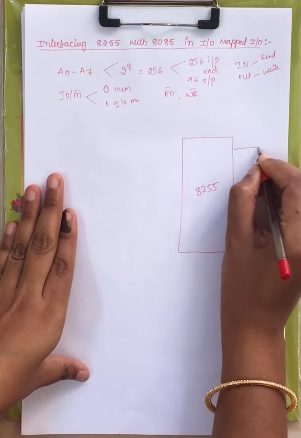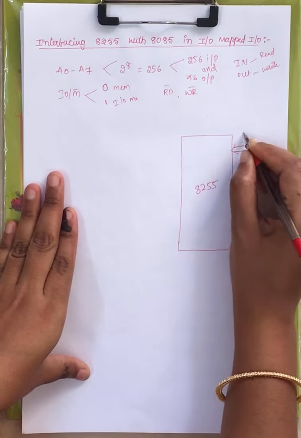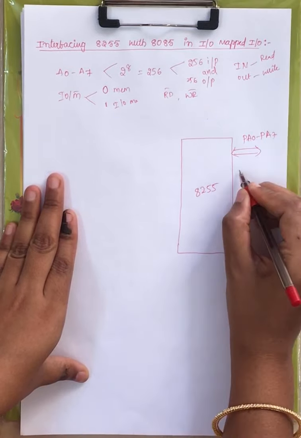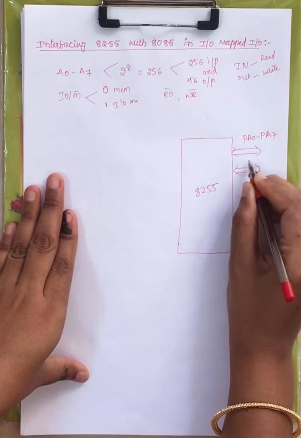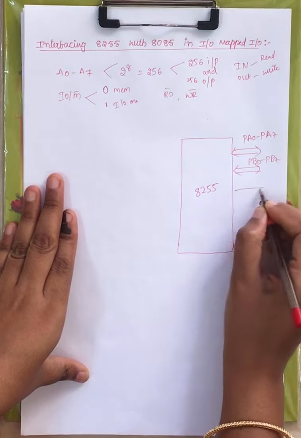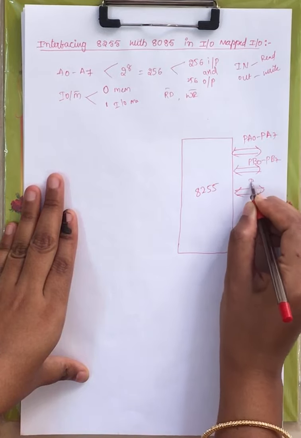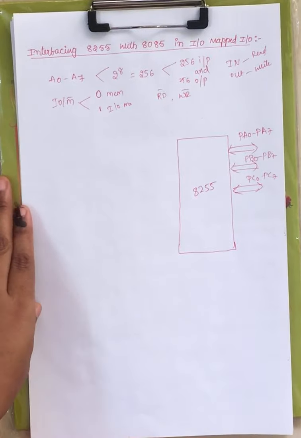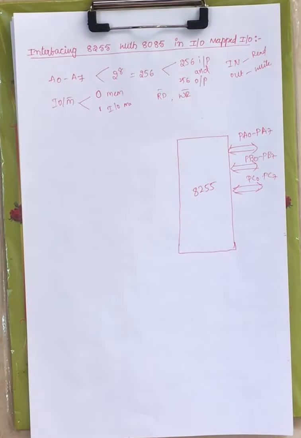Now 24 pins are allotted for your port A, PA0 to PA7, 8 lines. Similarly for port B, PB0 to PB7. And similarly for port C upper and port C lower, together I am representing PC0 to PC7. Now 24 pins have been represented through these IO lines. Now what are the remaining? The remaining pins are 16 pins.